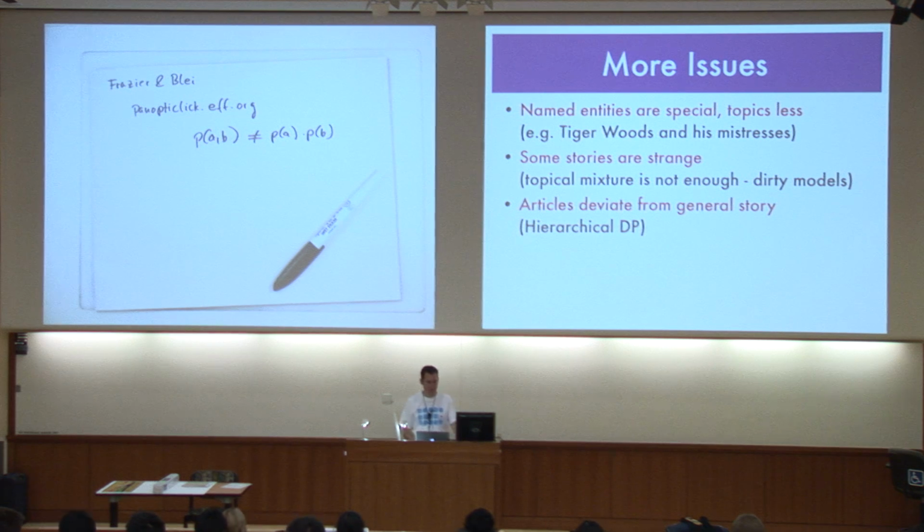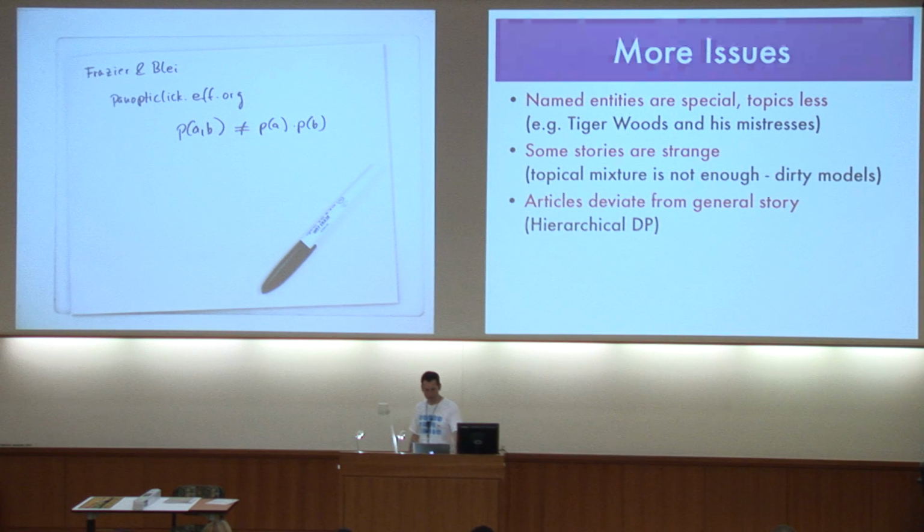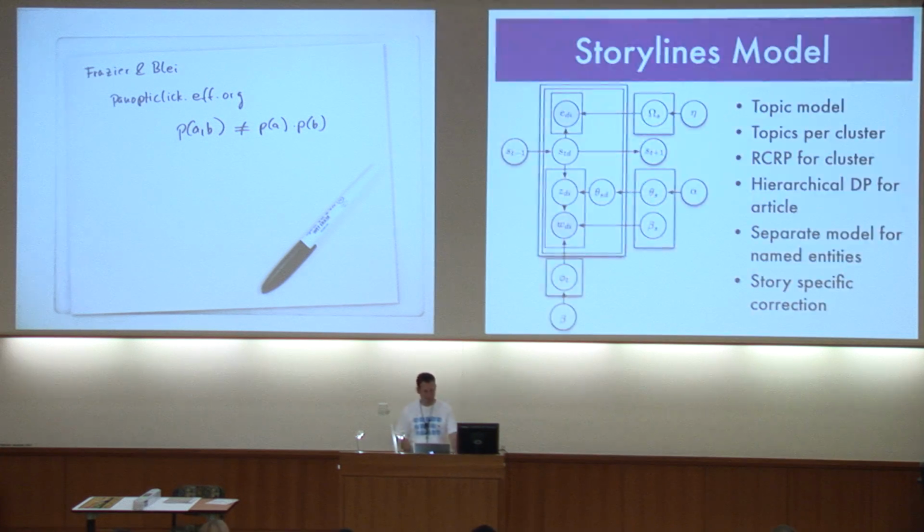In frequentist statistics at the moment, this is getting very popular under the name of dirty models. Okay, beats me why they picked that name. The other thing is that the articles sometimes deviate from the general story, so you have a hierarchical Dirichlet process. Storylines addresses this. Here's the graphical model. I'll just walk you through the model, and then we do the undirected graphical models.